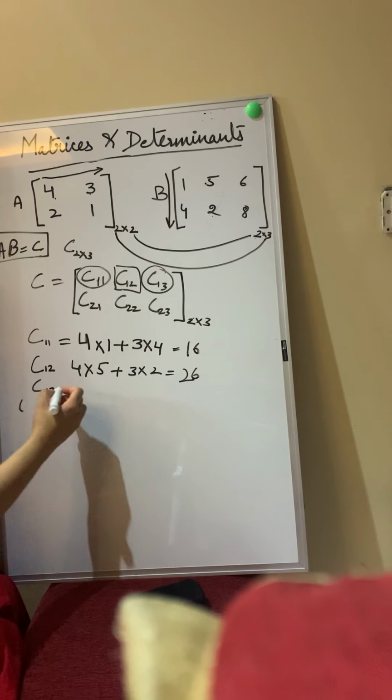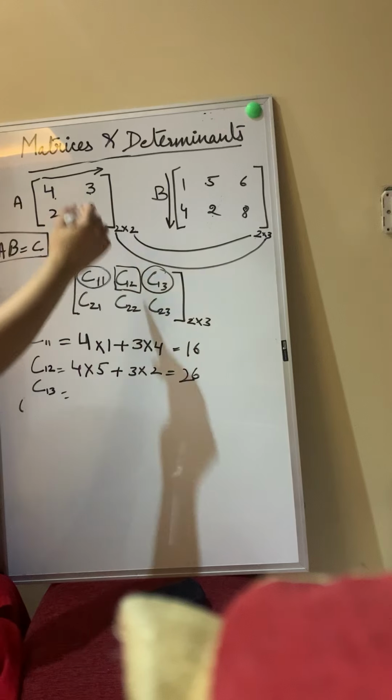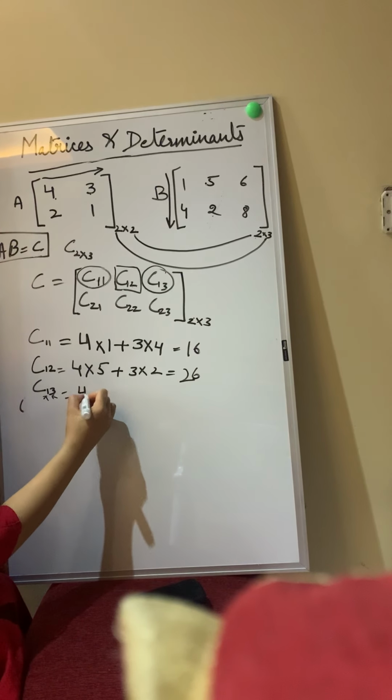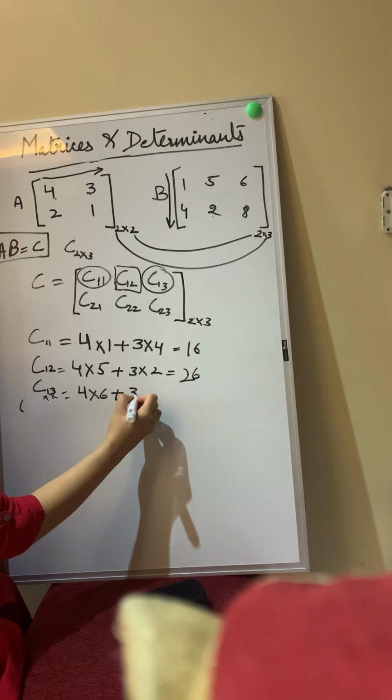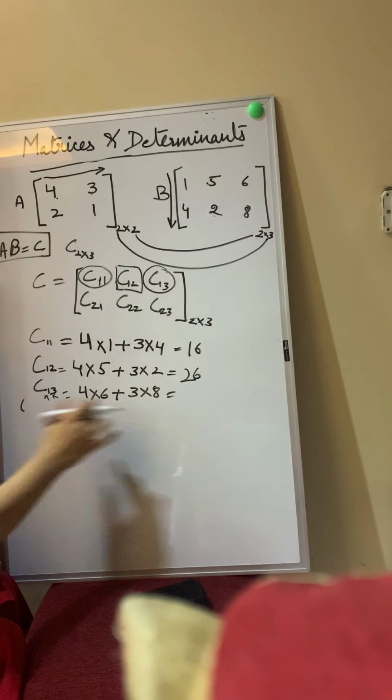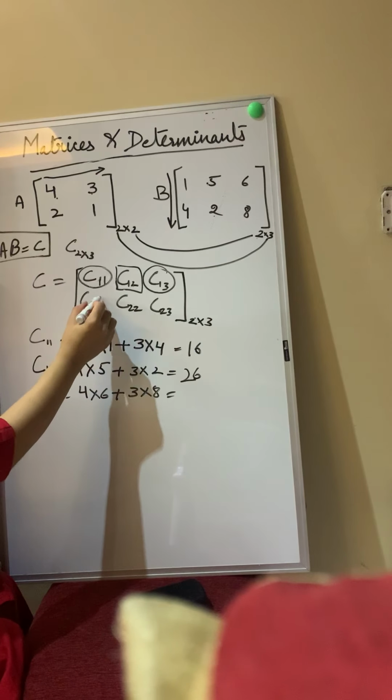Okay. C13 will be the first row of A and the third column of B. So 4 into 6 plus 3 into 8. Right? Now we have completed the first row. Coming to the second row.